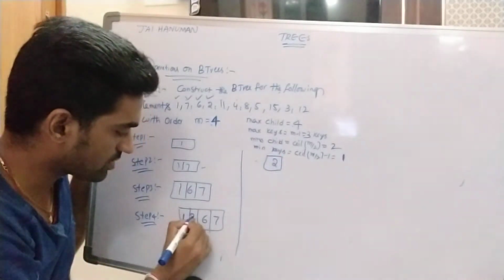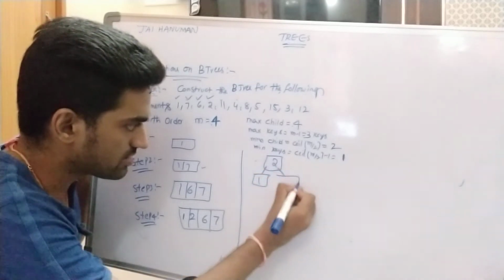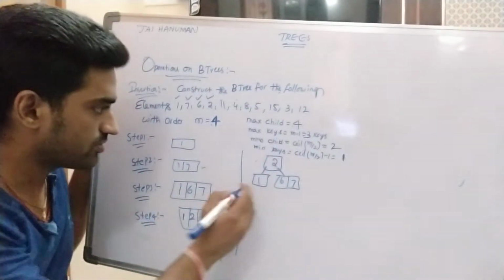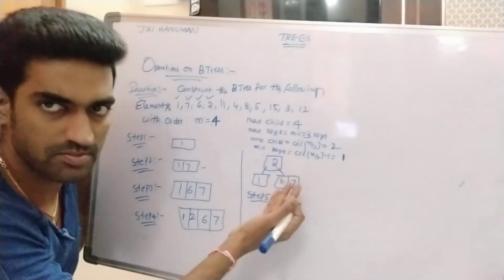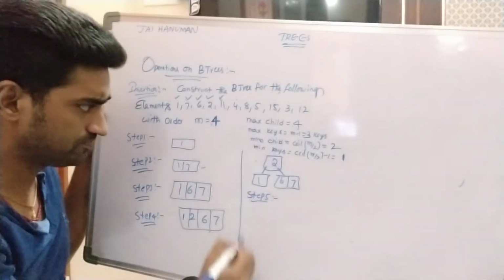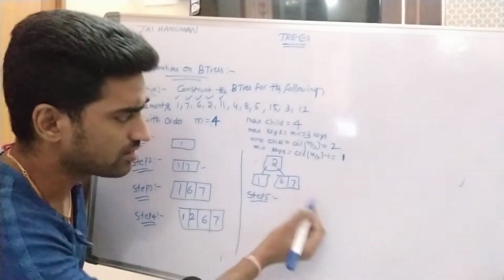What are the children nodes for 2? 1, and 6, 7. So this tree satisfies the B tree properties. What is the next thing? The inserted key is 11. Compared to 2, 11 is the greater value, so we insert it to the right of 2.